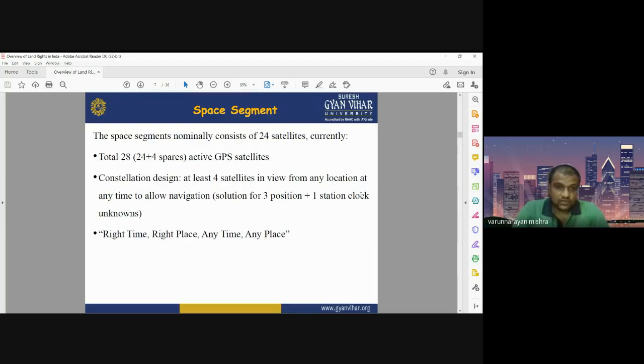Okay, so this is a continuous process. The GPS receivers continuously receive the signals coming from the GPS satellites. That's why we can get the right time, the right place, and the right information at any time and any place. Our GPS receiver continuously receives the signal coming from the satellites in the space segment, and at least 4 satellites are required to get the position and time.